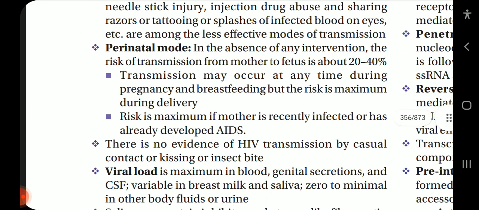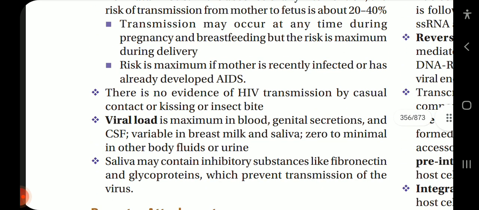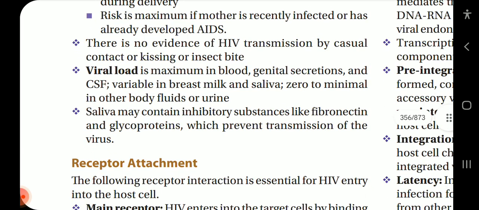Perinatal mode. In the absence of any intervention, the risk of transmission from mother to fetus is about 20 to 40%. Transmission may occur at any time during pregnancy and breastfeeding, but the risk is maximum during delivery. The risk is also maximum if the mother is recently infected or has already developed AIDS. There is no evidence of HIV transmission by casual contact, kissing, or insect bite.